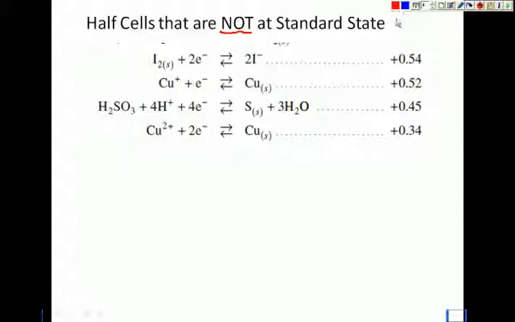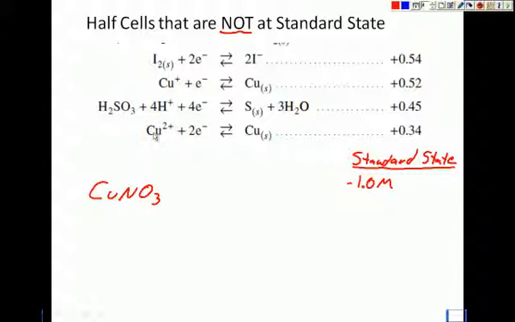So standard state, let's write it down here. Standard state is when you have a concentration of a solution that is 1.0 molar. Okay, so for example, if you had Cu2+, or maybe take this one right here, Cu+, we had something like CuNO3, or Cu2+ like maybe CuSO4. So this concentration will be 1.0 molar, and then it's at standard state.